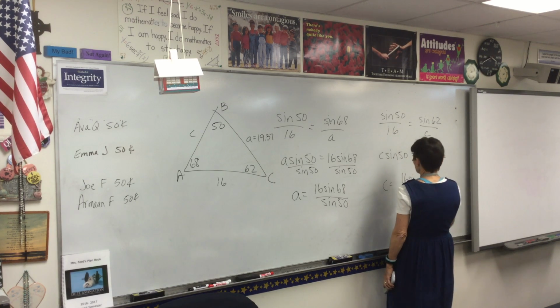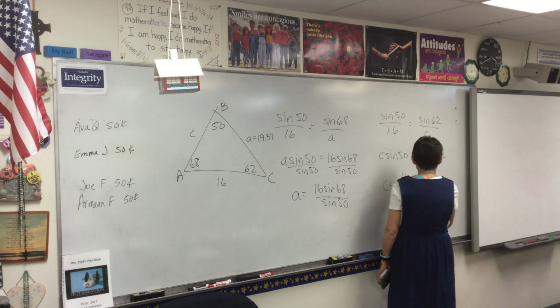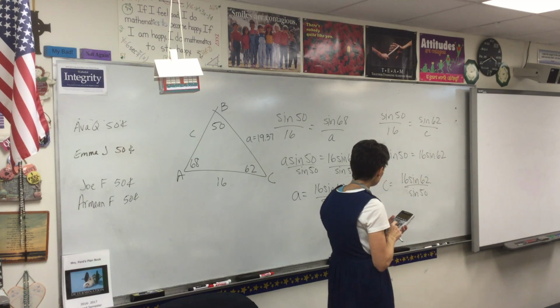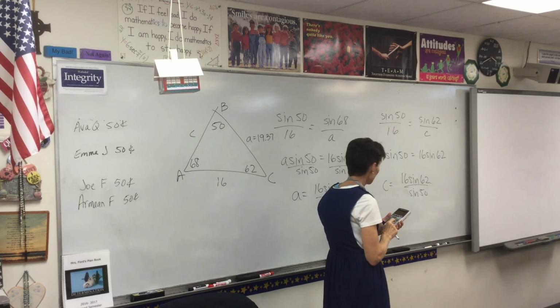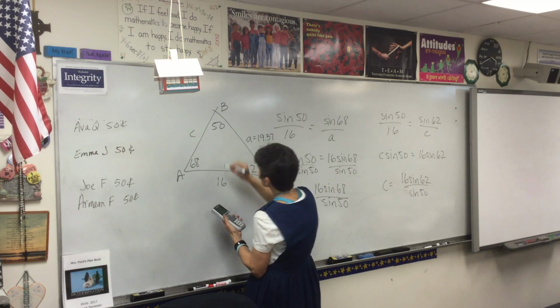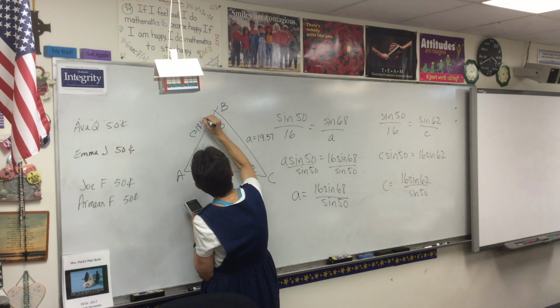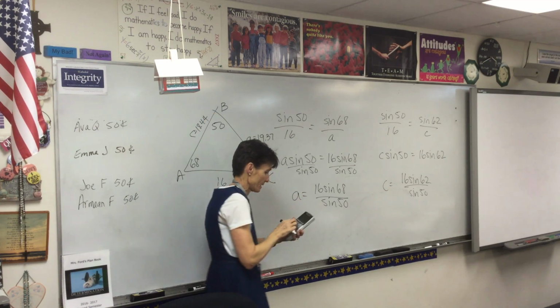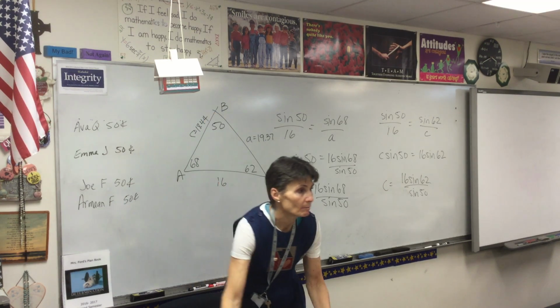I hear everybody turning the page. Are you ahead of me already? Yeah, of course you are. 16 sine 62 divided by sine 50. Did you get 18.44? So that problem is done. Anybody have a question about that?